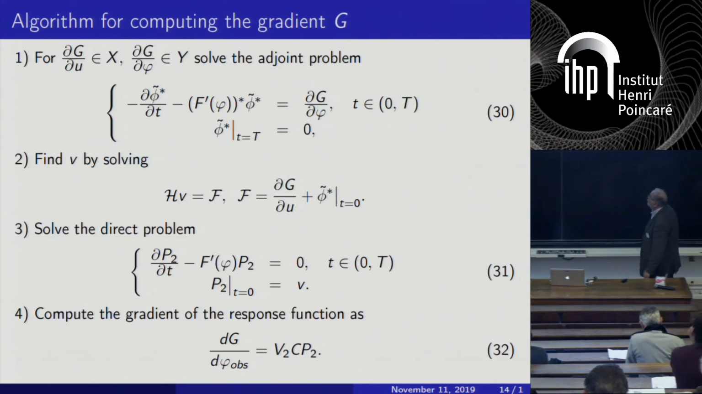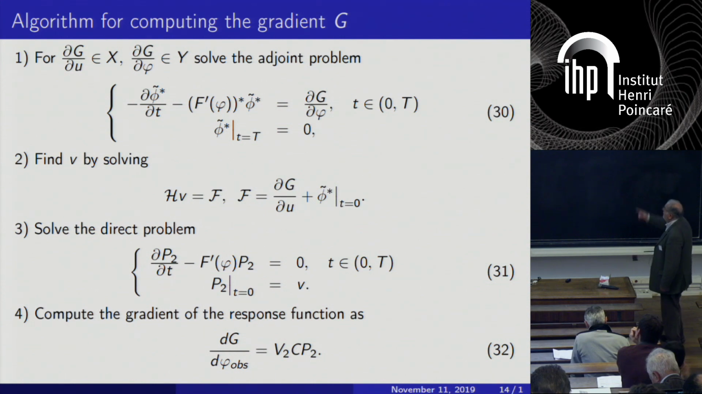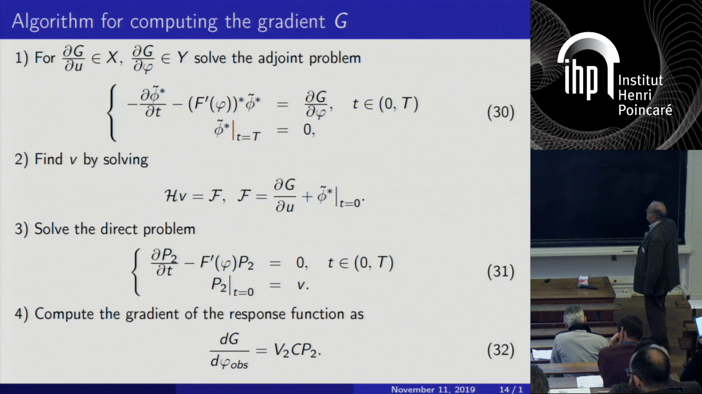So, to compute the gradient of G, first we need to solve equation 30, with the variable phi tilde star, with the final condition phi tilde star at time capital T equal to 0. Then we need to solve the problem with the operator H: HV is equal to capital F, with F equal to the partial G over du plus the solution phi tilde star at time t0.